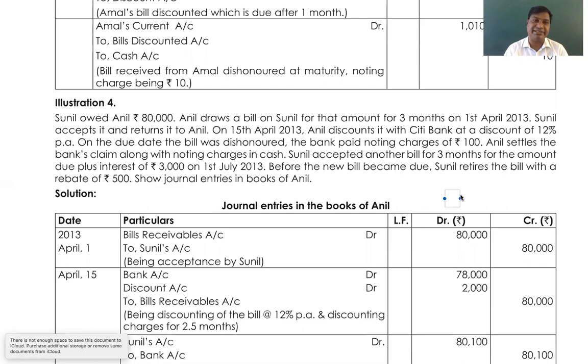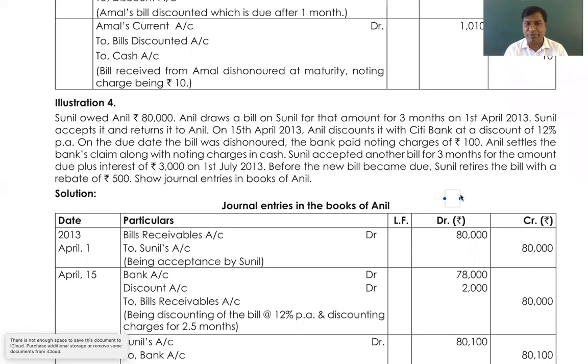There's a bill for 3 months and the amount stated is 80,000. Sunil accepts this bill, gives his consent that he will pay after 3 months, and returns it to Anil. The bill is drawn by Anil, signed by Sunil, and taken back and kept with Anil, the creditor. On 15th April 2013, Anil discounts this bill with Citibank at a discount of 12% per annum.